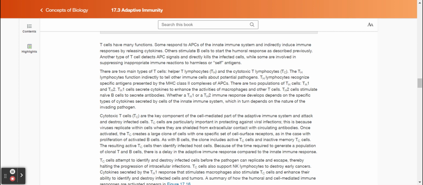Th1 cells secrete cytokines to enhance the activities of macrophages and other T cells. Th2 cells stimulate naive B cells to secrete antibodies. Whether a Th1 or a Th2 immune response develops depends on the specific types of cytokines secreted by cells of the innate immune system, which in turn depends on the nature of the invading pathogen.